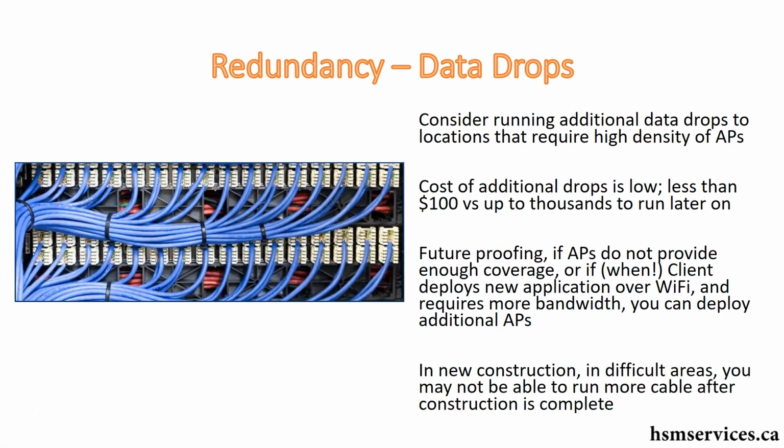The second thing you need to consider, as I said, with redundancy, is to add more data drops than you need. You know, running another cable, even another 300-foot cable, is only going to cost you like $100 at the most. Maybe thousands if you had to come back and run a cable later on because your APs aren't dense enough and the users are complaining that they're not getting onto the Wi-Fi. So adding drops in the ceiling and just leaving them is a good idea. You know, it's future proofing.